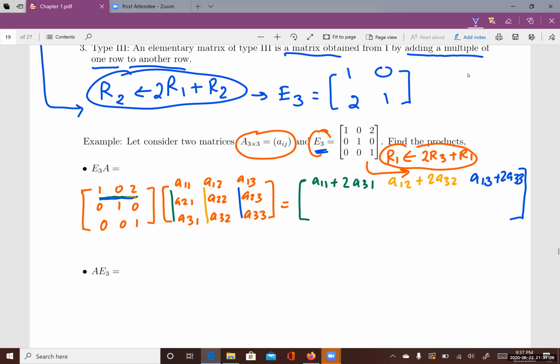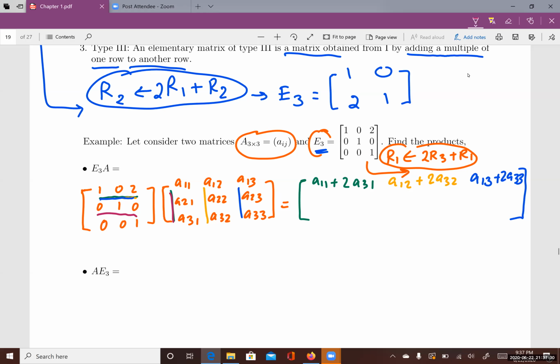So I'm done with my first row of the product, E3A. And you can see that I take A11 plus A31, A12 plus A32, and so on and so forth. All right. So now I will go to the next row, second row, first column.